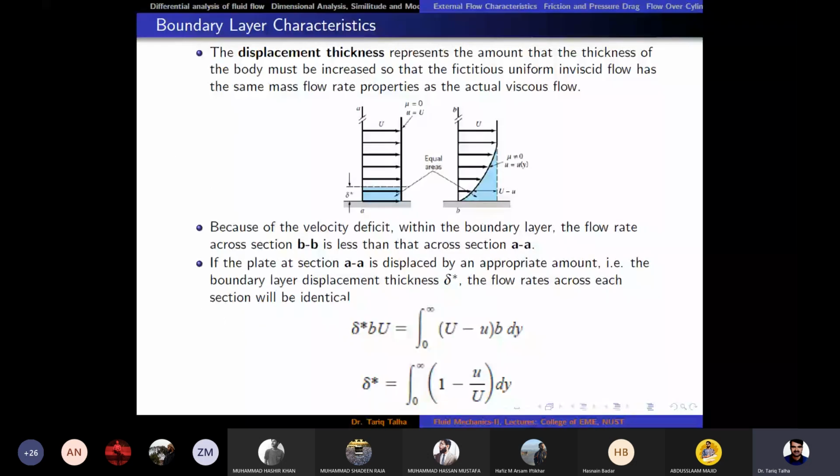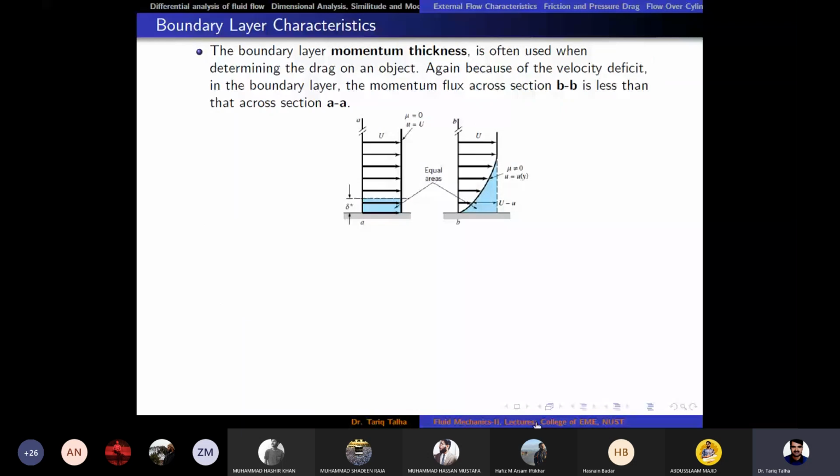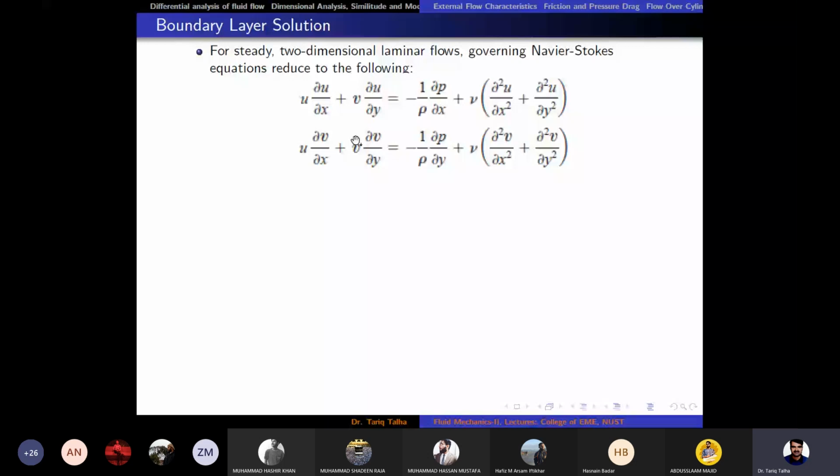to simplify the equation in the boundary layer. So let me show you first of all the Navier-Stokes equation which we derived in chapter number 6. If you remember from chapter number 6, these were the two momentum equations which we derived for the two-dimensional laminar flow, and the continuity equation, we know, is partial u by partial x plus partial v by partial y is equal to 0.